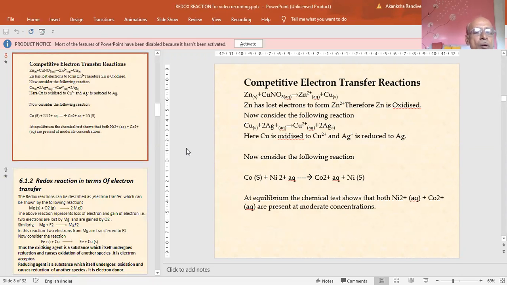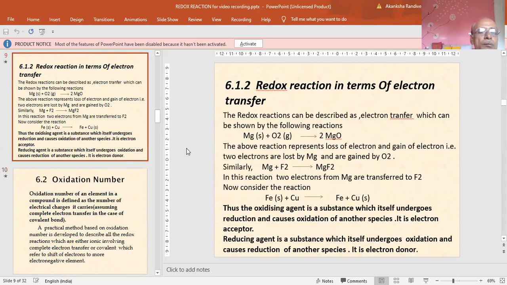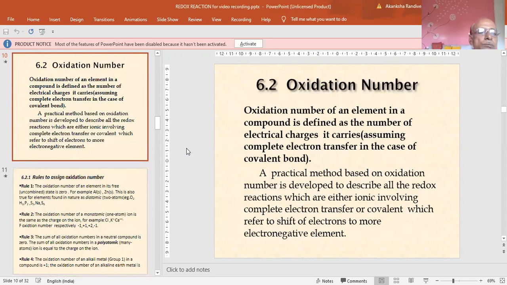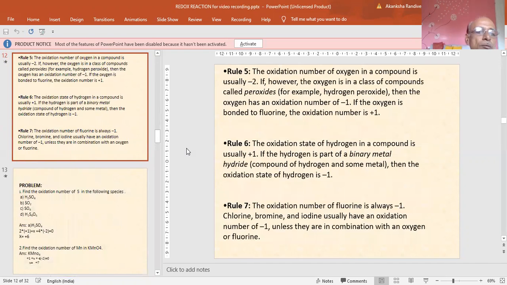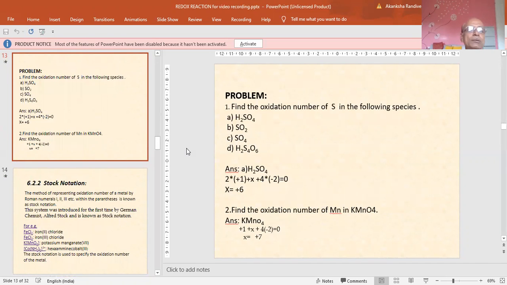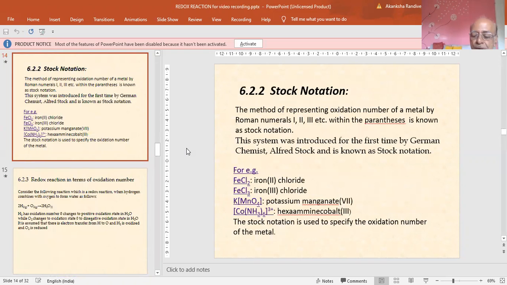Now, the oxidation number, again, we have studied the rules to assign the oxidation numbers. Now, next point of the chapter that we have to study is a stock notation. Stock notation.